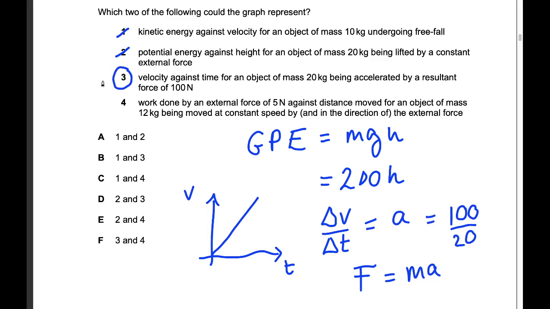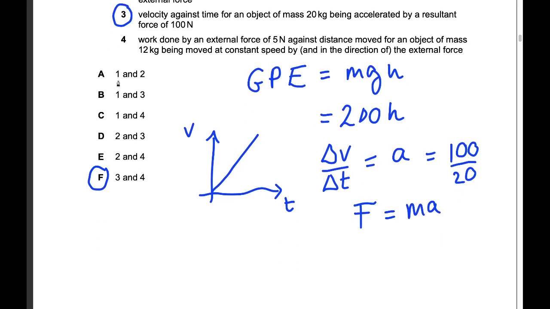And actually, if you look now, you don't even have to look at 4 if you don't want to, because there's only one option left that uses 3 but does not use any of the ones we've proven to be false here. So option F is the only option left. Just to be sure, we should try option 4 to make sure that we're correct. So the work done by an external force of 5 newtons against the distance moved for an object of mass 12 kilograms. So we're going to be using the work equals force times distance equation.